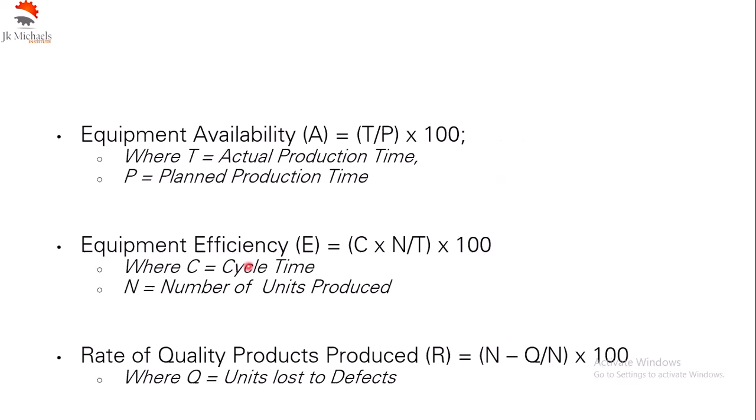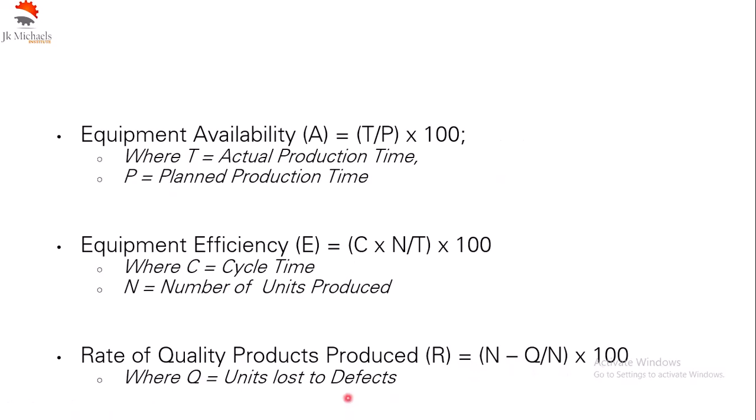And then finally, we have quality. Now, even after we have produced our number of units, we want to understand the rate of quality by taking the number of units produced and removing Q, right? So N minus Q all over N. So the total number of units produced minus defective products, over the total number of units produced, will give us our rate of quality, right? So these three variables will be multiplied together to give us our OEE, or overall equipment effectiveness.